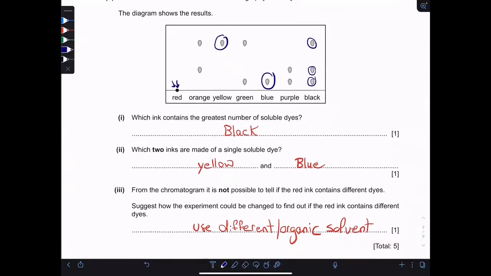The answer simply is to use a different solvent or an organic solvent, or use ethanol instead of water, because it seems that the substances in the red ink are insoluble in water, and therefore to know how many substances are present, you need a different solvent where they're soluble in.